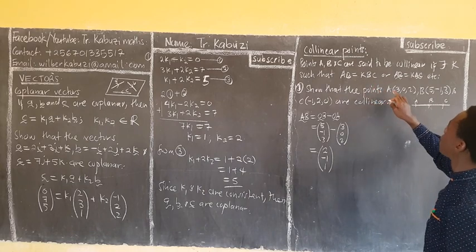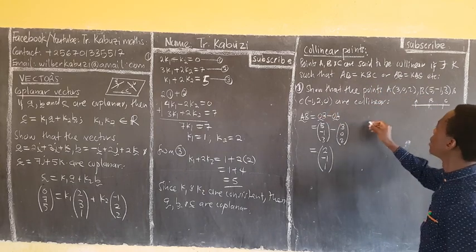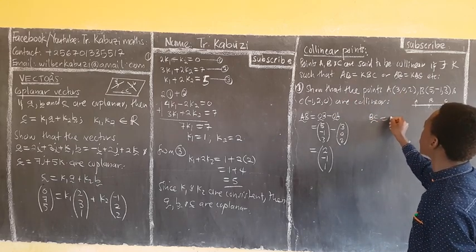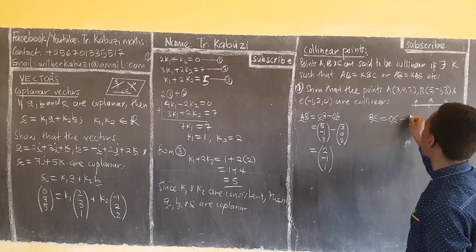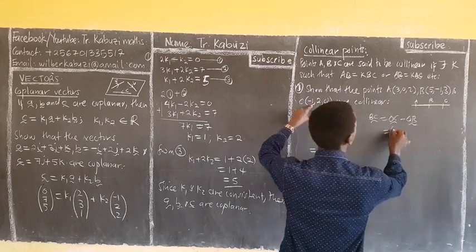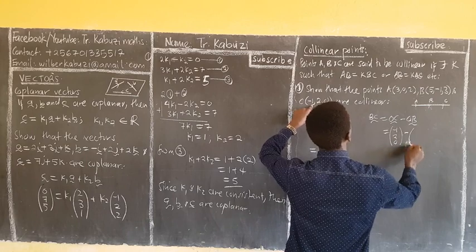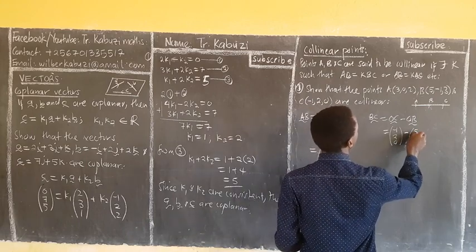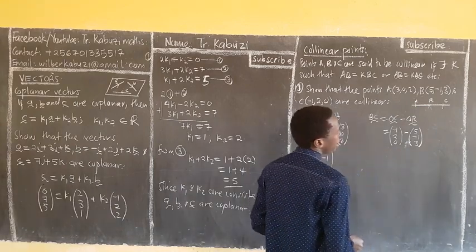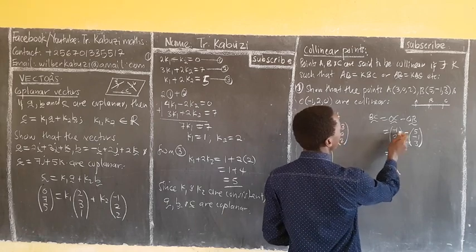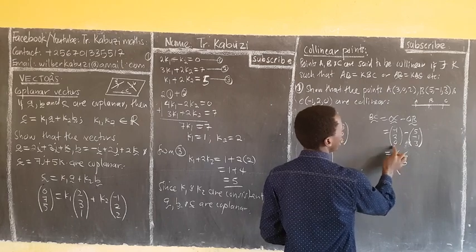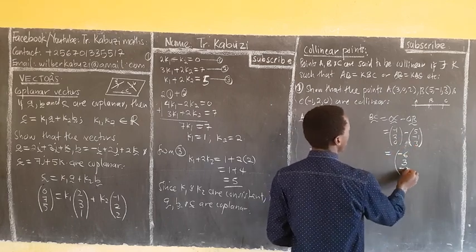Then I also get BC. I have got AB, then I'm going to get BC. You can also get AC, it's up to you. So now my BC is OC minus OB, which is (5, -1, 3). If we simplify, we have negative 1 minus 5, negative 6. 2 minus negative 1, we get 3. 0 minus 3, we get negative 3.